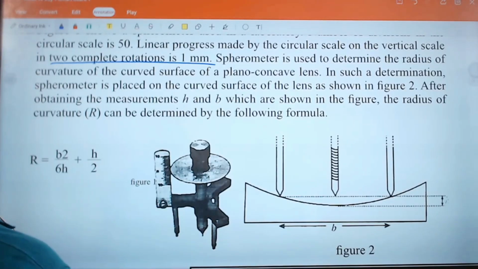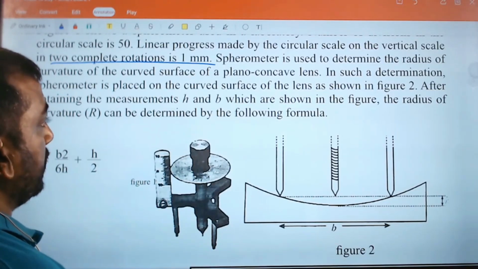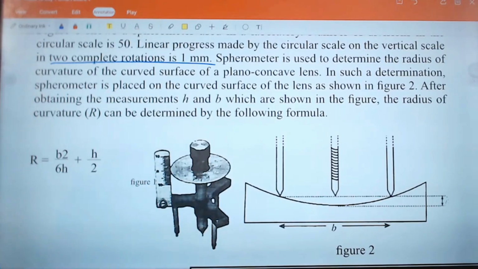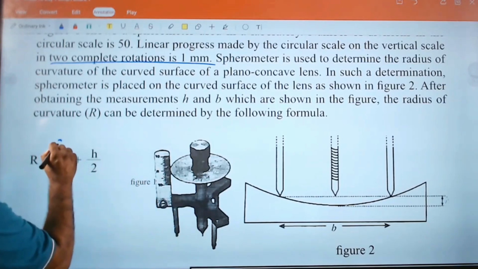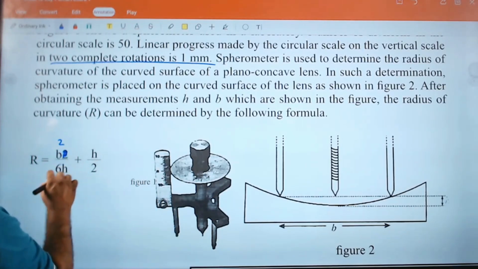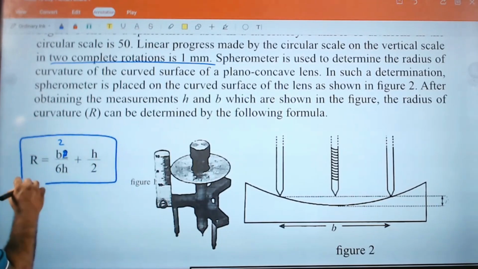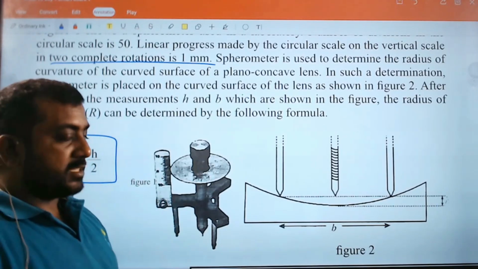In such determinations, the spherometer is placed on a curved surface of a lens as shown in figure 2. After obtaining the measurements h and b, which are shown in the figure, the radius of curvature r can be determined by the following formula. So r is equal to b squared over 6h plus h over 2.